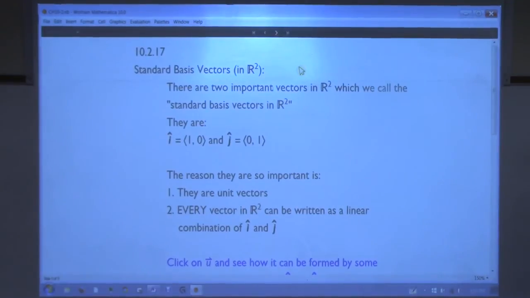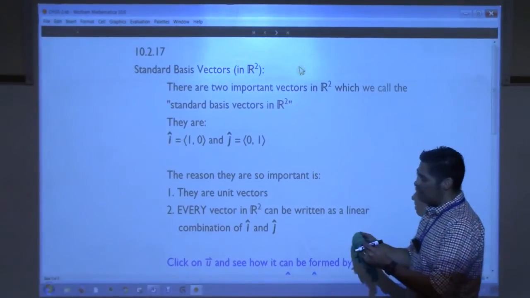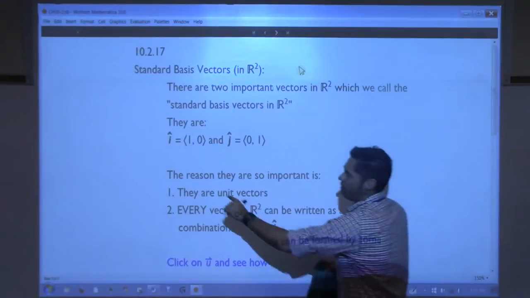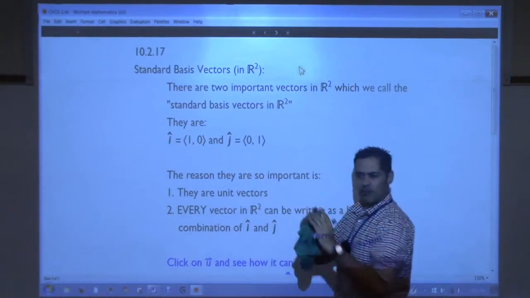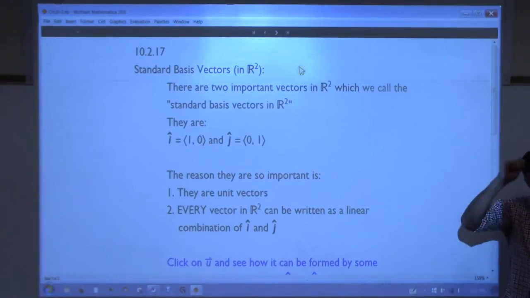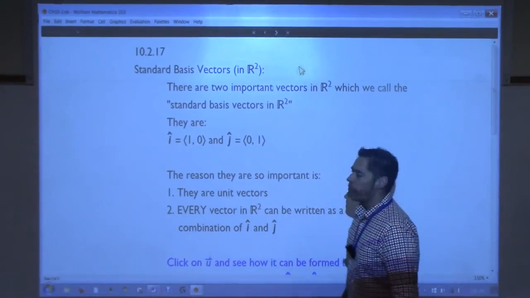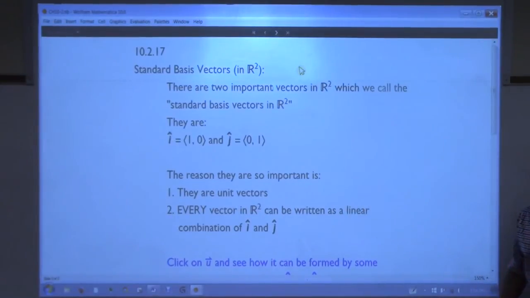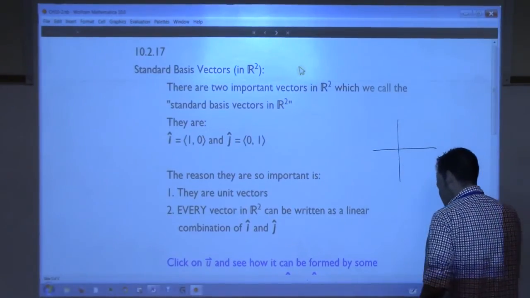Standard basis vectors in two-dimensional space. There are two important vectors in two-dimensional space we call the standard basis vectors in R2. They are i, with this little up caret thing. We usually say i hat, like somebody's hat. i hat is the vector 1, 0. And then j hat, which is the vector 0, 1. And let me just draw them for you. i hat.